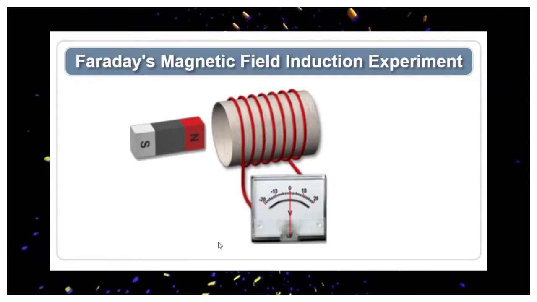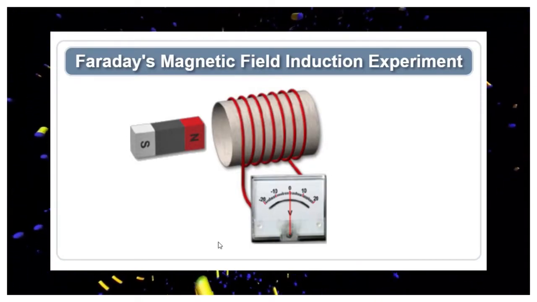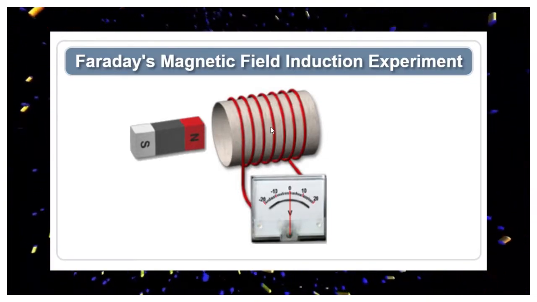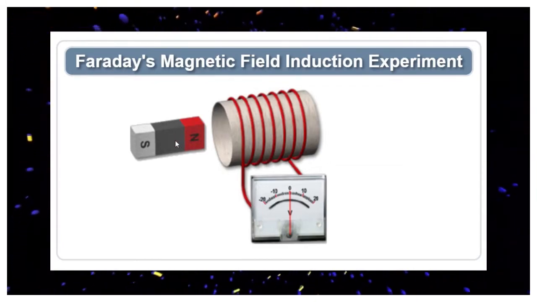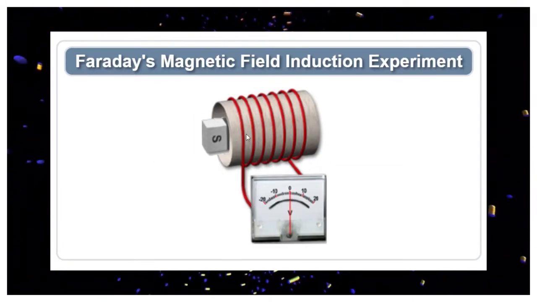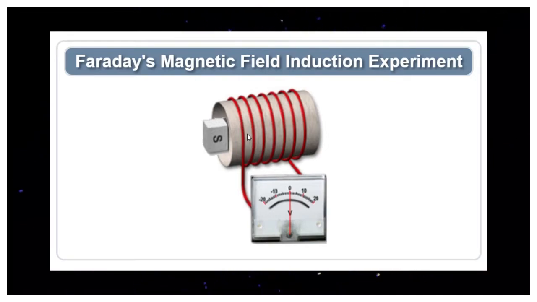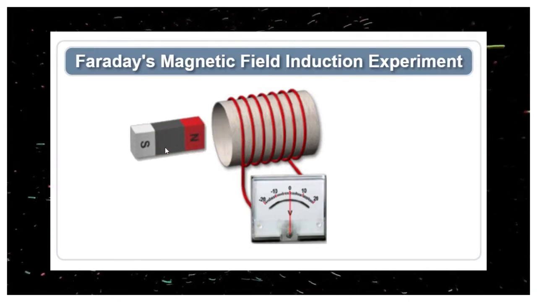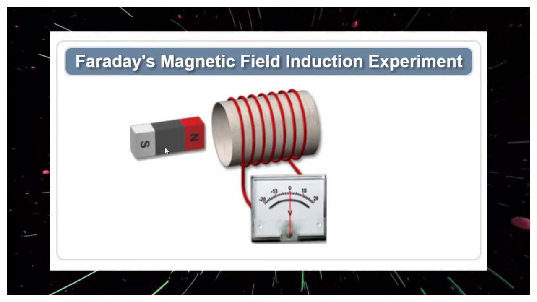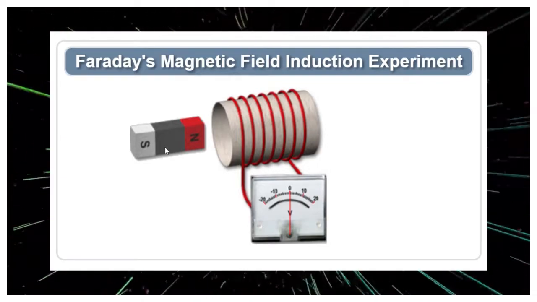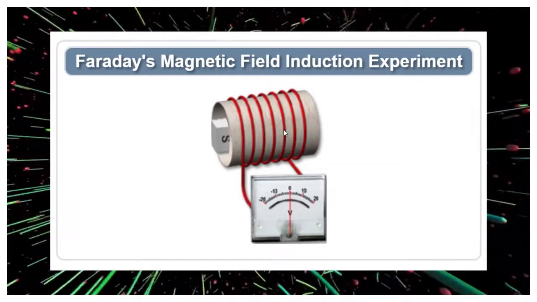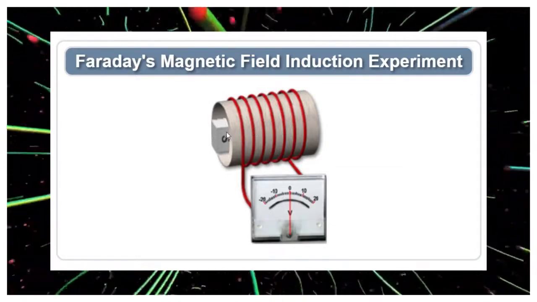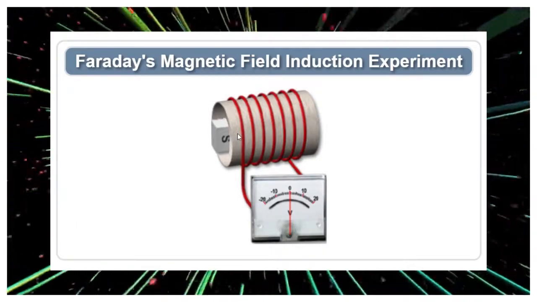So the current is induced when there is a relative motion between the magnet and the coil. If I move this magnet to the coil, the galvanometer will deflect. When I move the magnet away from the coil, it will deflect in reverse. If I increase the magnet's speed toward the coil, it will deflect more. If I move the magnet away from the coil with speed, it will deflect in reverse with speed.